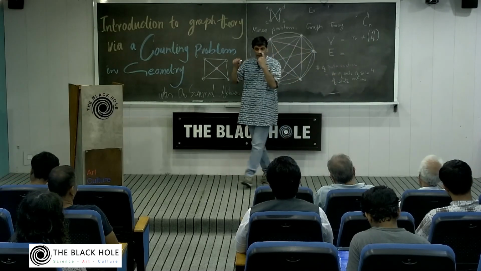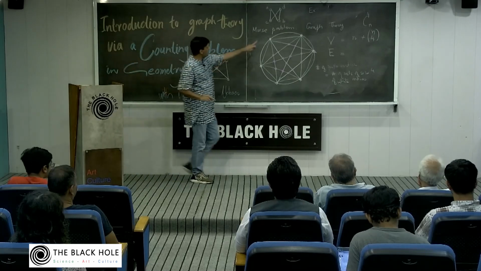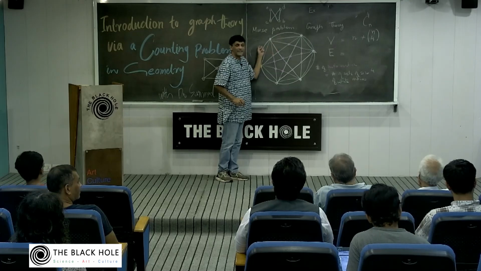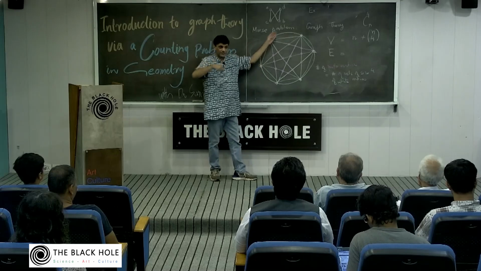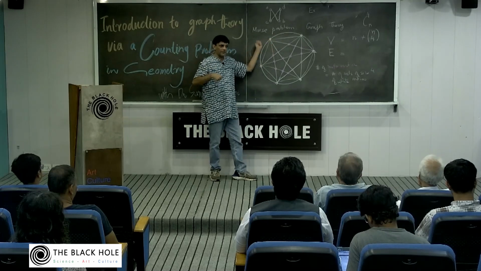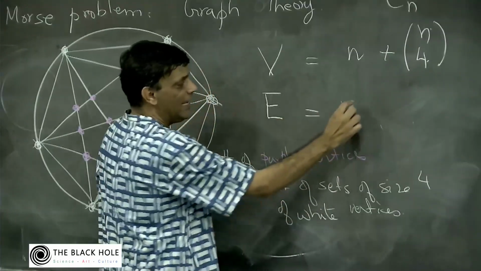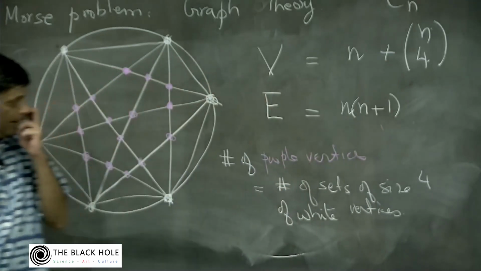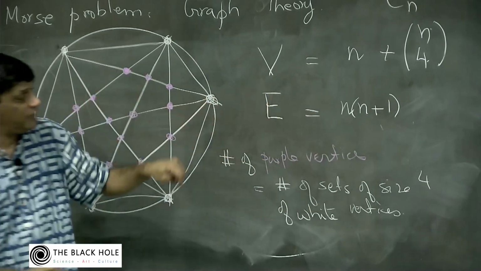Well, to count the number of edges, we have a nice trick, the handshaking lemma. Each white vertex has n plus 1 things coming out of it because of these 2 extra. It's connected to all of them, which is n minus 1 plus 1 plus 1. So there are n vertices, each having degree n plus 1.